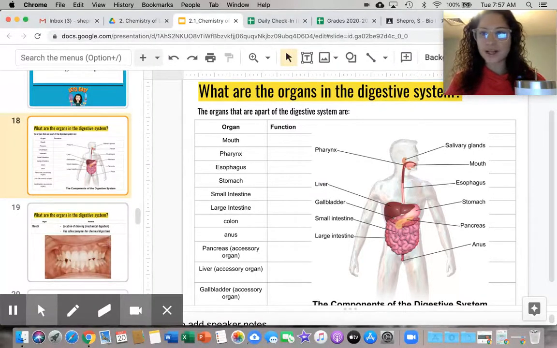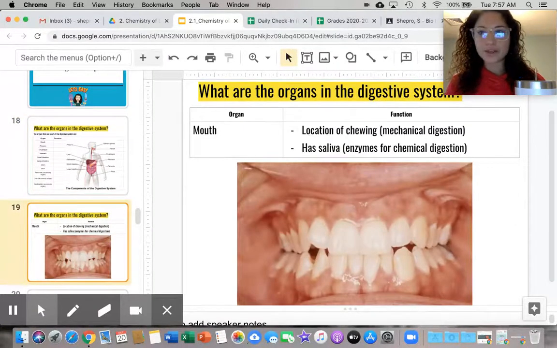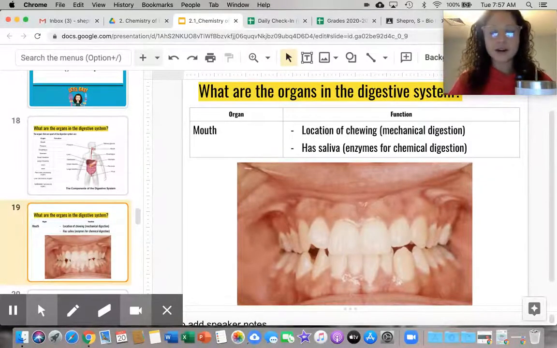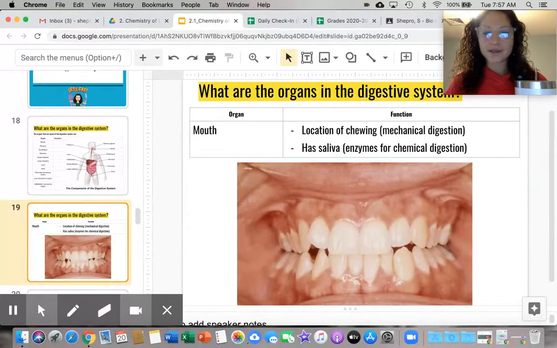So let's start with where the food enters your body, which is your mouth. Hopefully we all know this. When we eat, we put it in our mouths. But your mouth actually has a very specific function for food, and it's very important that we do start with the mouth. So in terms of digestion, there are 2 forms of digestion. We can have mechanical digestion and chemical digestion.